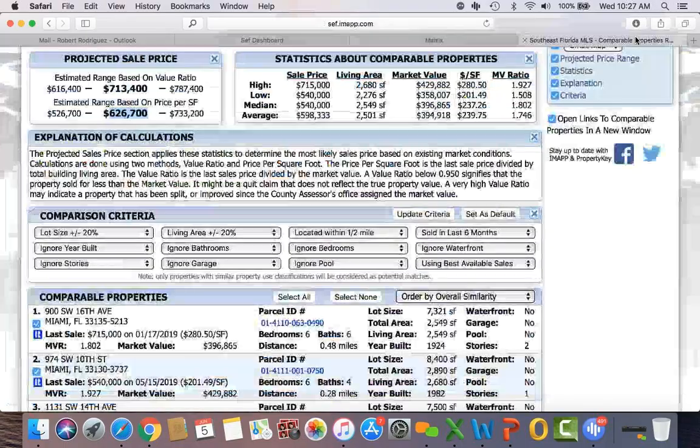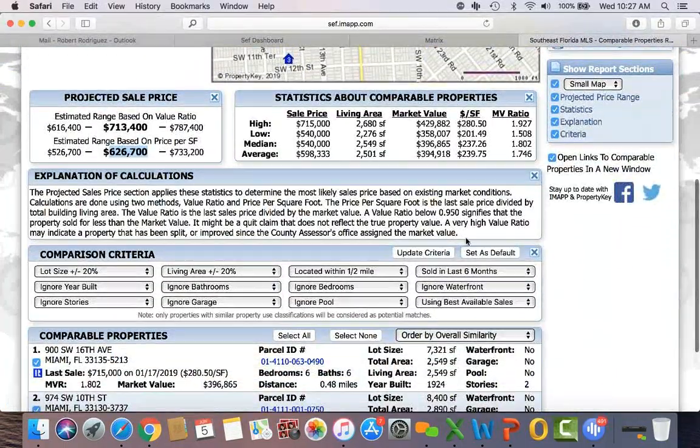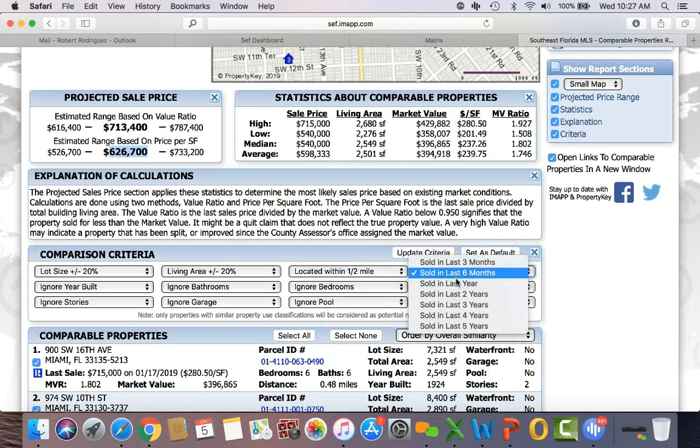Now, folks, when running comparables on iMapp, you'll notice sometimes that you don't have any comparables within half a mile or 6 months. You may have to stretch out, like I said, to the same zip code or even within 5 miles. And sometimes you may have to go past 1 year, maybe 2 years, or even up to 5 years. So it all depends on the property and the uniqueness of that property.